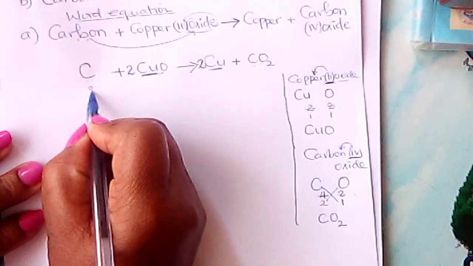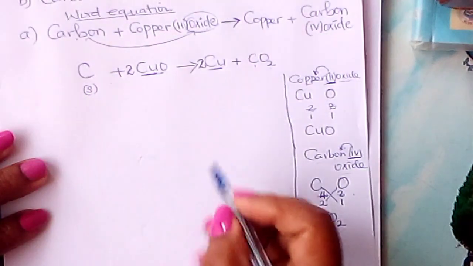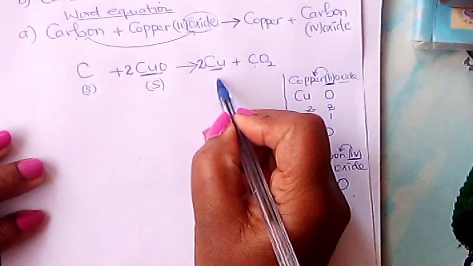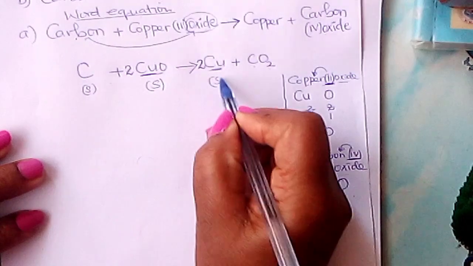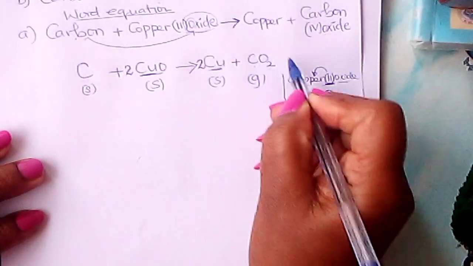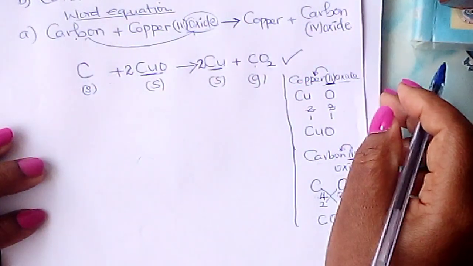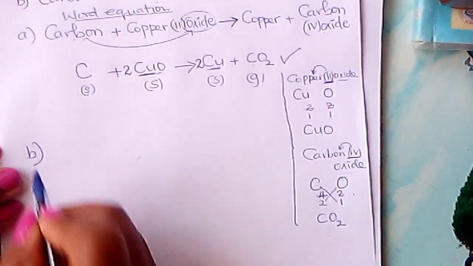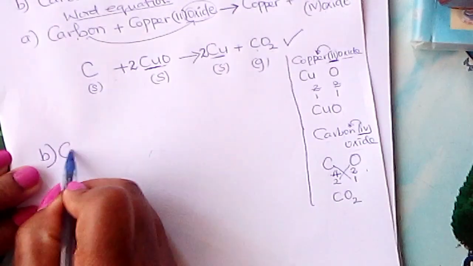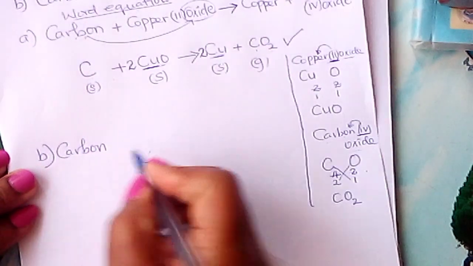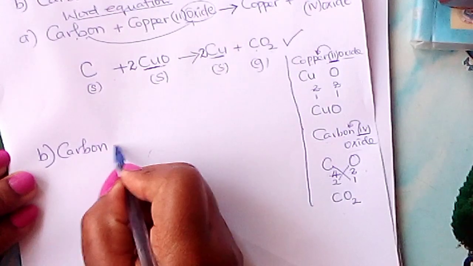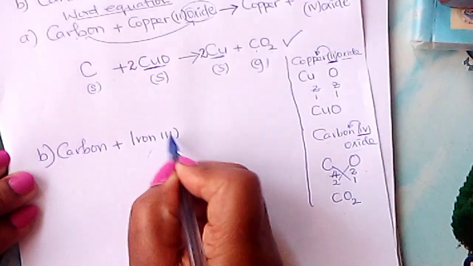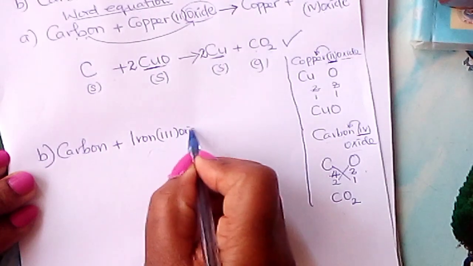Then you come now and put the states. Carbon is a solid. Copper 2 oxide is a solid. Then copper is a metal, so it's a solid. This is a gas, and that is the equation of that reaction. We go to part B, learner. Part B, you are told, what happens when carbon is mixed with iron 3 oxide?